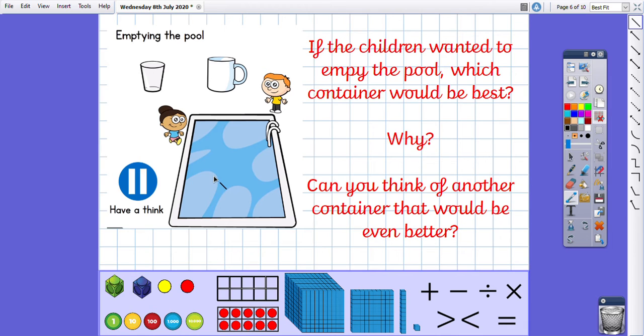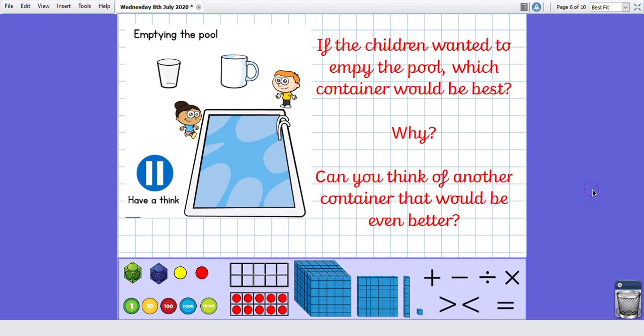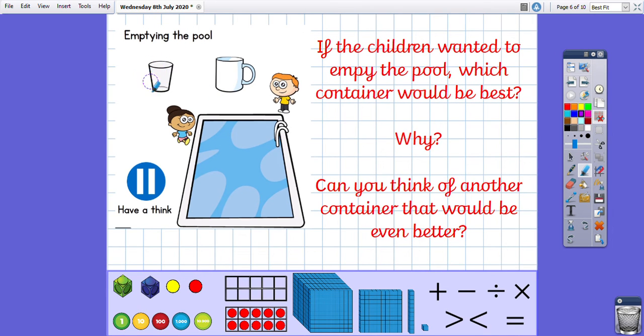Okay, the children are emptying this swimming pool. If the children wanted to empty the pool, which container would be the best? Okay, so they want to empty it as quick as they can. Which of these containers would be the best? Would it be this smaller cup or the slightly bigger mug? Just think about it, and if you had both, which one would hold more water? Well done, it would be the mug, because it holds more water.